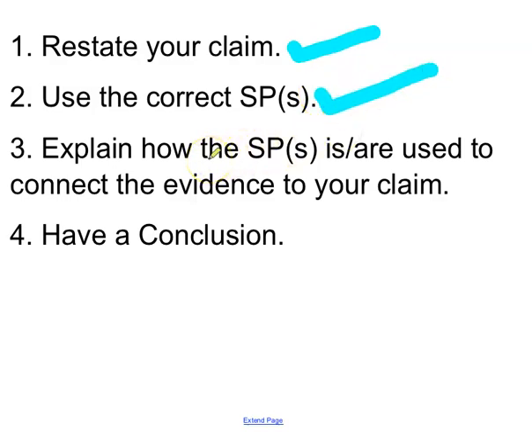The next thing you have to do, which is probably the hardest part, is you have to explain how the scientific principle or principles, in this case you only need 1, is used to connect the evidence to your claim. So take a look at what you put for the evidence. Now, one of 2 things happen. Either you already took the evidence part today because you had to redo it, or you got the evidence correct. But here's where you have to explain why this scientific principle is important. And a lot of people missed it.